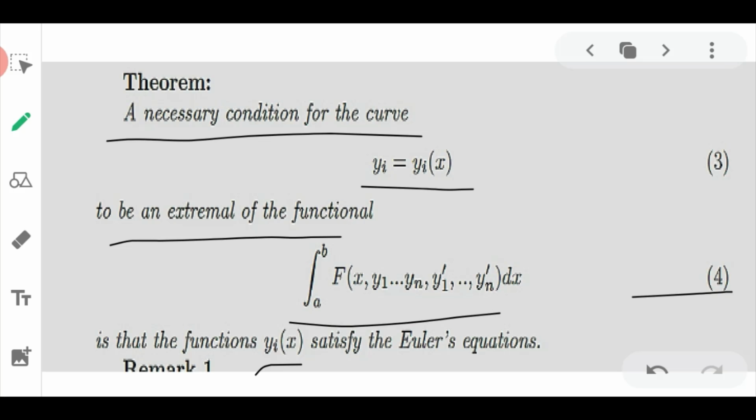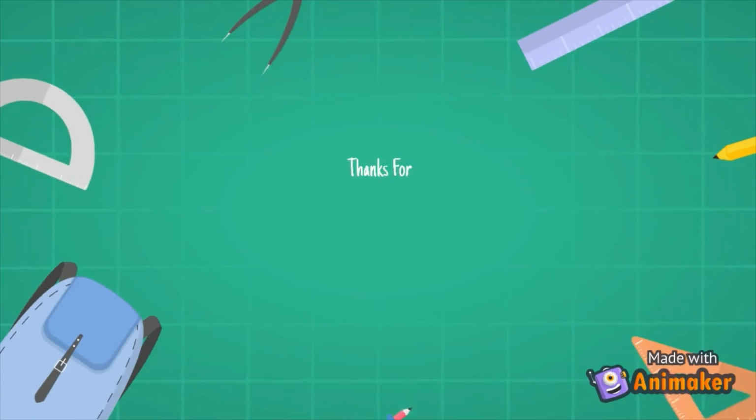In the next video we will talk about some remarks that I have to make, and one of them is that it is possible that different functionals lead to the same system of n second order differential equations. It means that the Euler Lagrange equations are not unique to a functional. There may be two different functionals which lead to the same Euler Lagrange equations.